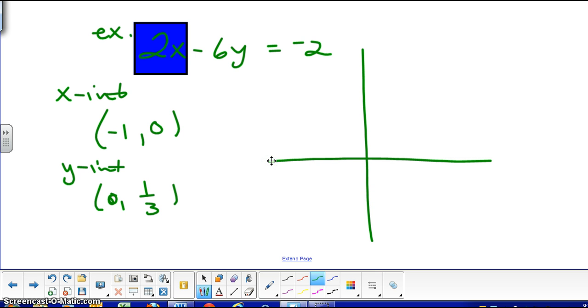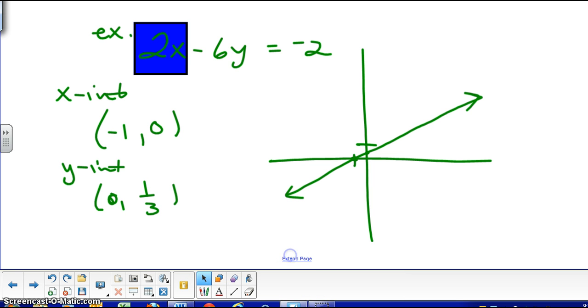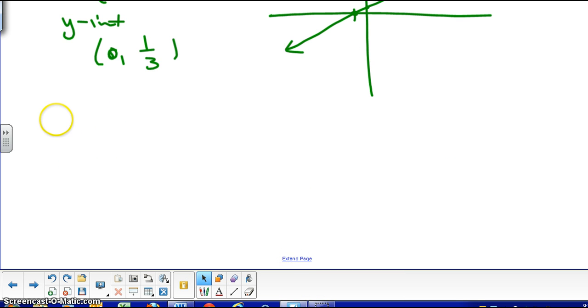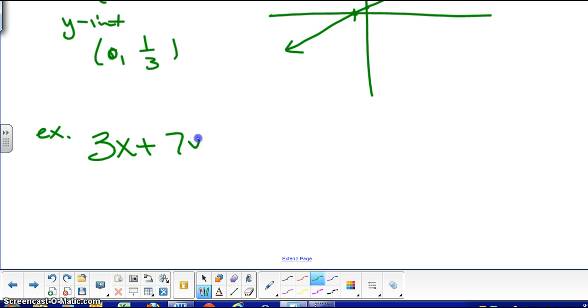Alright, so plotting the 2 points, negative 1, 0 lives right there, and 0, 1/3 is about right there. And all you need is your 2 points to connect them. And there you go. 2 points using the x-intercept and the y-intercept. Now, I'm going to give you another one, and I would like you to push pause and solve this. 3x plus 7y equals 21.